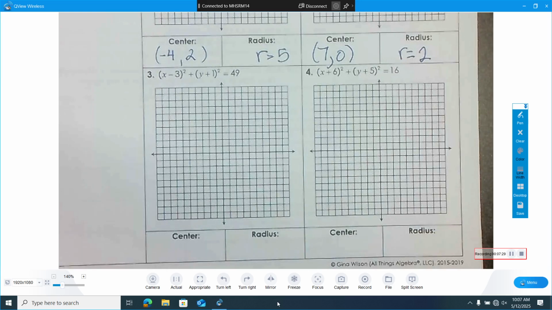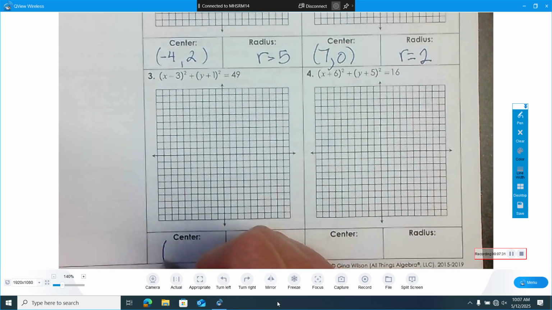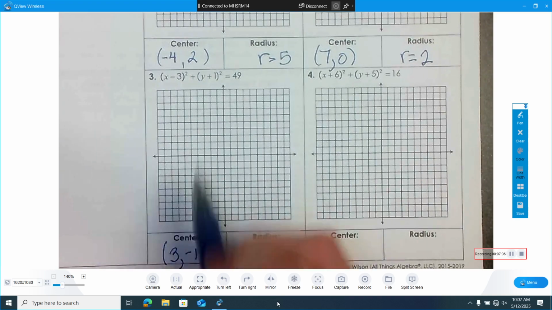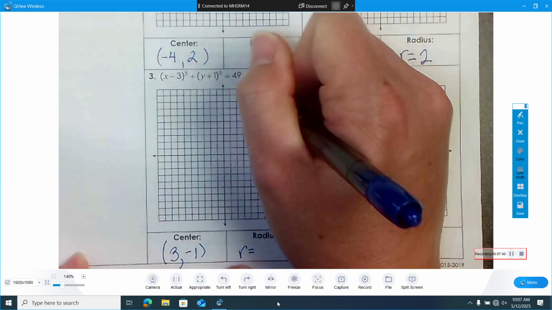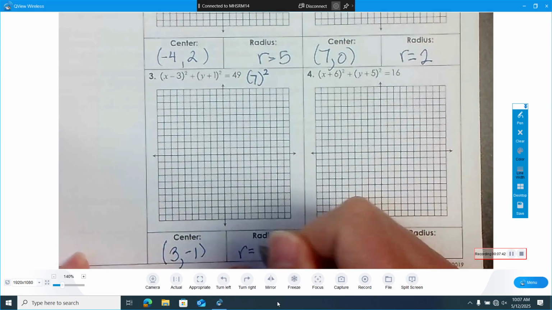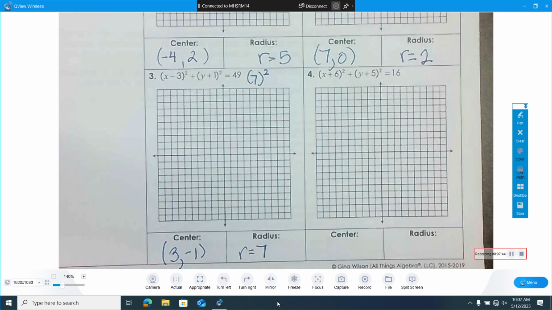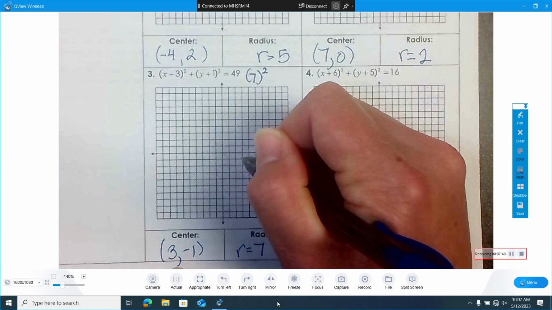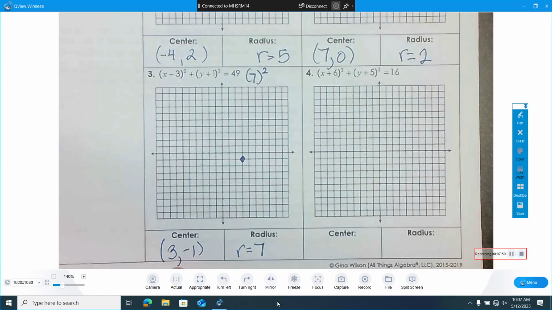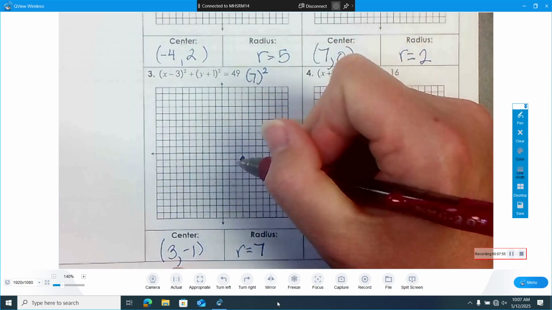What is our center? 3, negative 1. Good. Positive 3, negative 1. What's our radius? 7. Yeah, remember this is a number being squared, so the radius is 7. So we're going to plot our center at 3 units to the right, 1 unit down. So there's our center, 3, negative 1. And then count 7, north, south, east, and west.